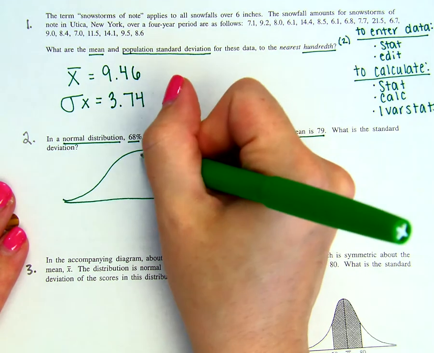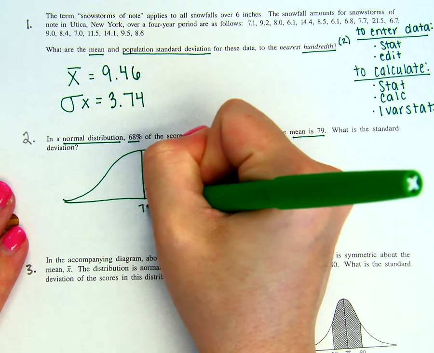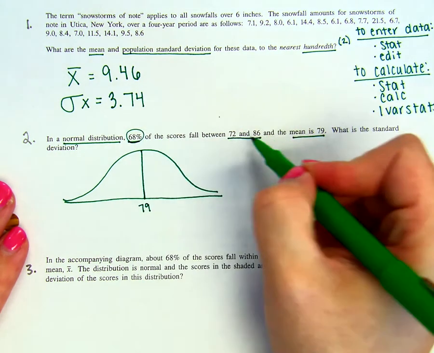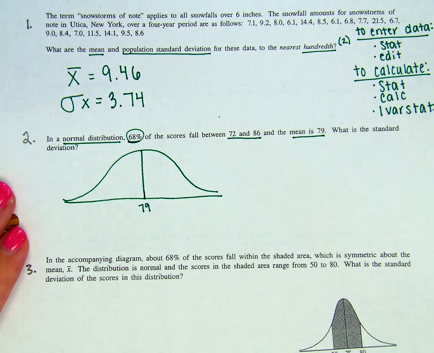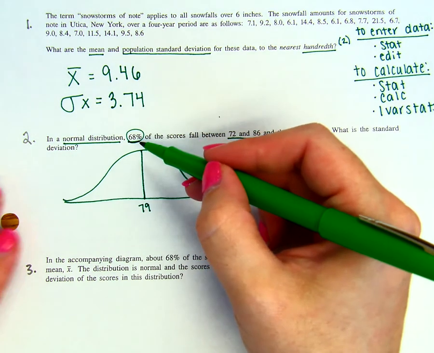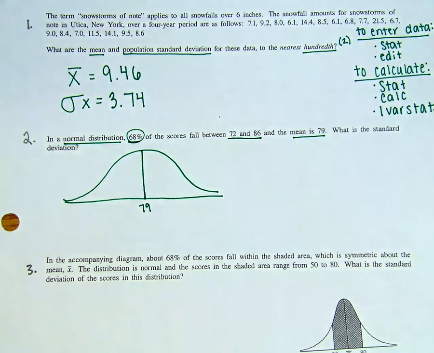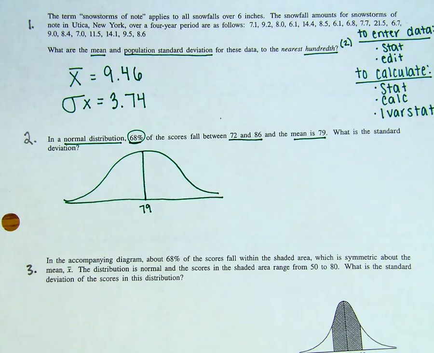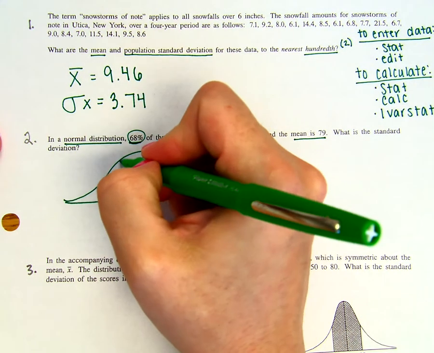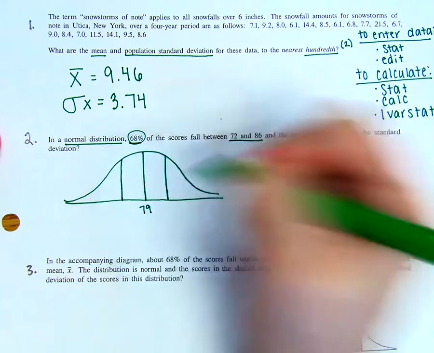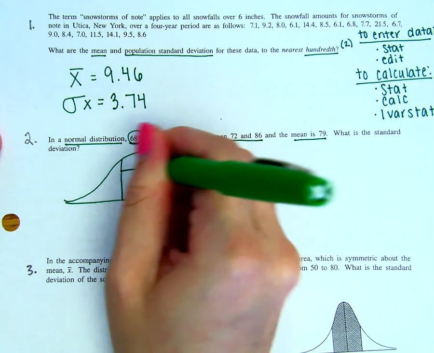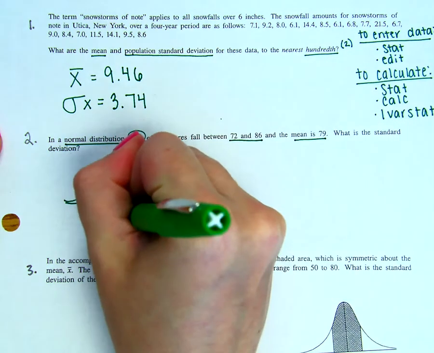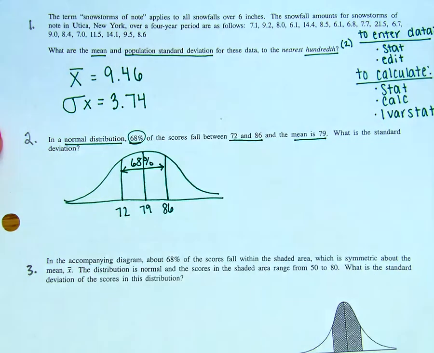The mean is 79, so we know the mean, that middle number, is 79. 68% fall between 72 and 86. I know that 68%, if we go back to our notes that we had taken before, is 1 standard deviation away from the mean. So 1 standard deviation away, 1 line and 1 line, 68% is between 72 and 86.